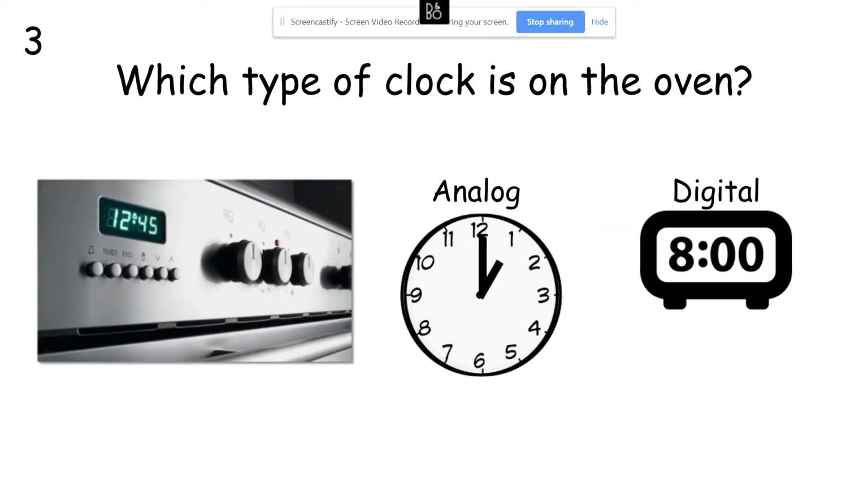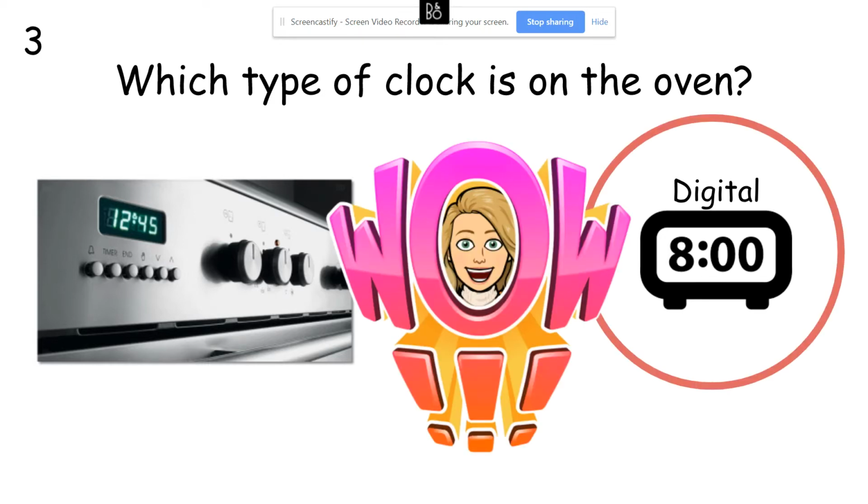Which type of clock is on the oven? If you said digital clock, you were correct. This clock has numbers and a colon. Great job.